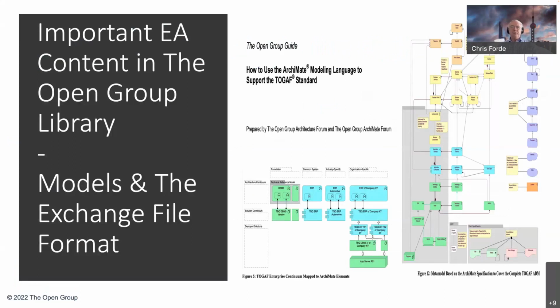So I referred earlier to things that are outside the standard and why that content is really important. Important EA content permeates the Open Group library. This content exists in the library and it's not a part of the TOGAF standard specifically. And I want to draw your attention to a few things in this example.